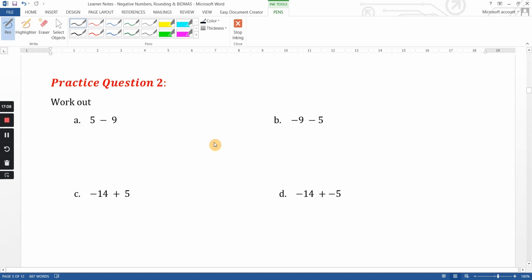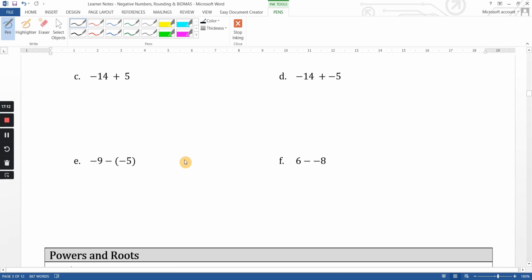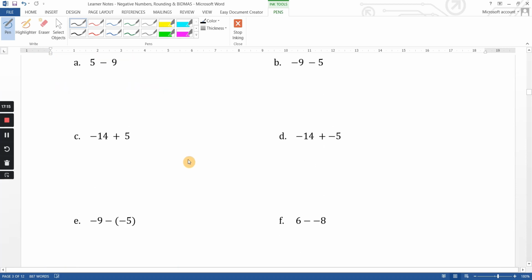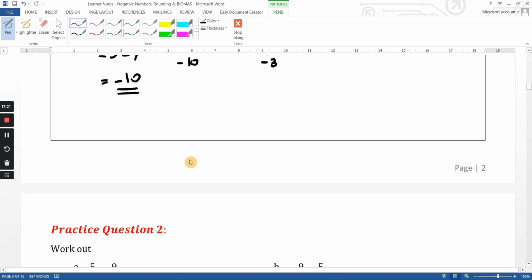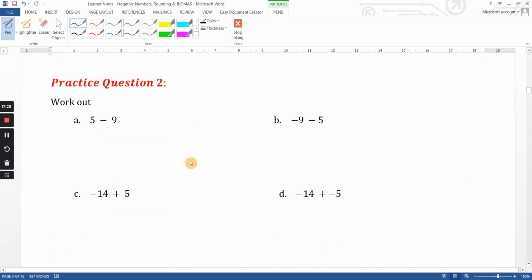Just to practice those then, so do pause the video and have a go of these. You can use the number line if you wish, but ideally you should be doing them in your head. Don't be afraid to use the number line. It's absolutely fine. Sometimes I do it as well. So yeah, just pause the video, and when you're ready, unpause it.